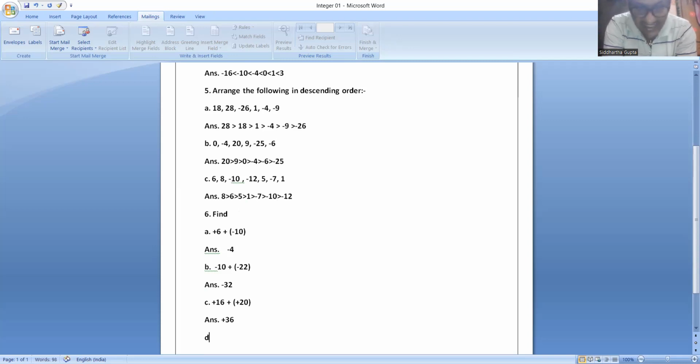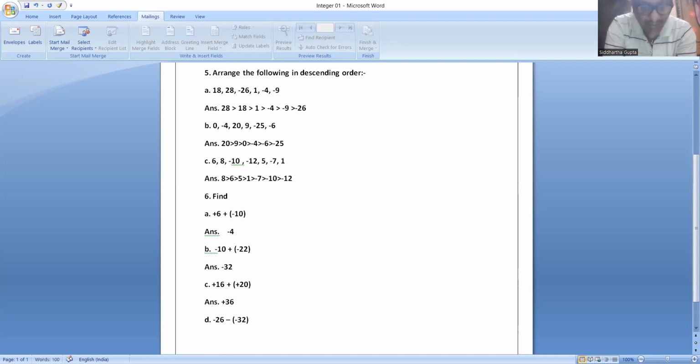Now the last one is D part, which says -26 and the -32. So my dear student, this question looks a bit different, but the approach is very same. First of all, we have to change the symbol. So we write this 26 first, and you know that there are two negative symbols, that is -32. So this minus and minus will become plus, so it will become +32.